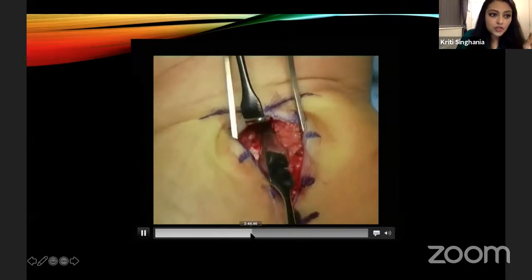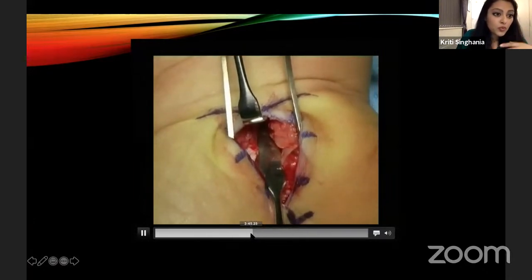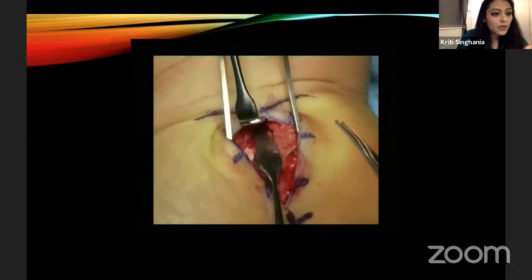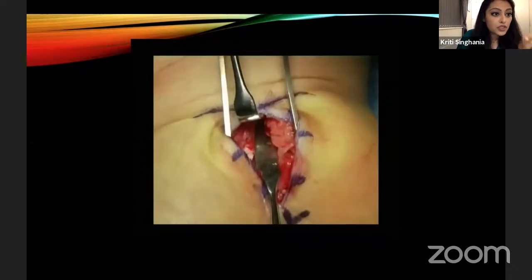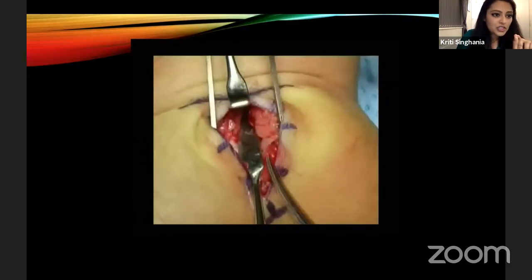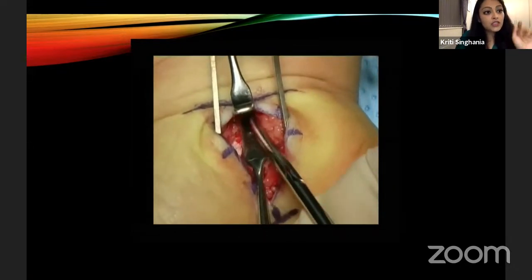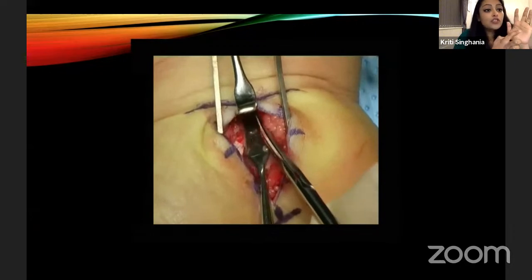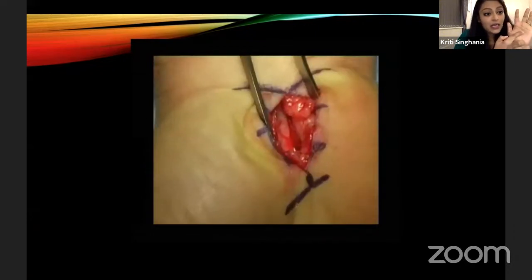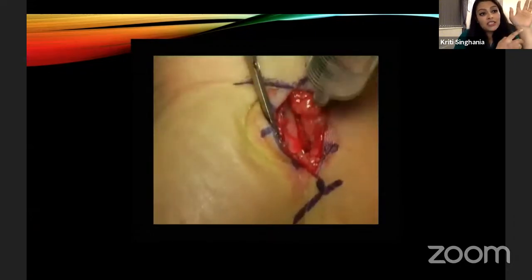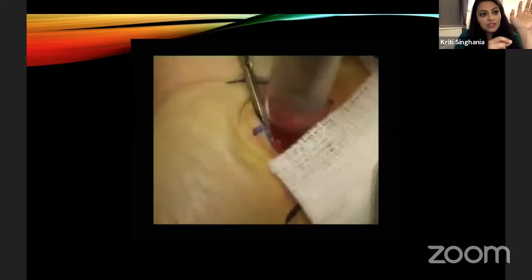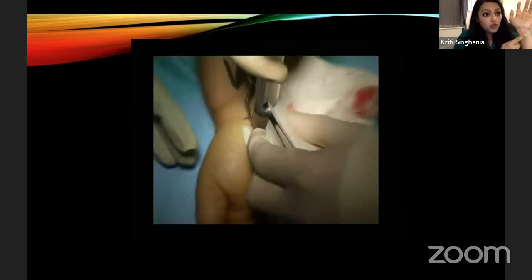And I don't use a McDonald because the way I've been taught is to do it all under direct vision. But in this case, they've shown that they are using a McDonald to just allow that extension. Now, the key thing to remember is when you release the carpal tunnel, you should release it all the way to the palmar fat pad distally. And proximally, you should release it about 1.5 centimeters proximal to the distal wrist crease.